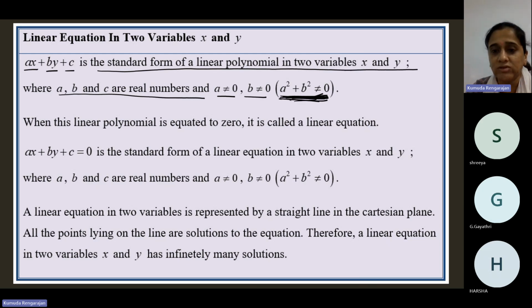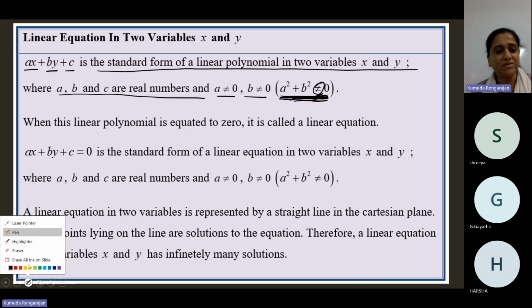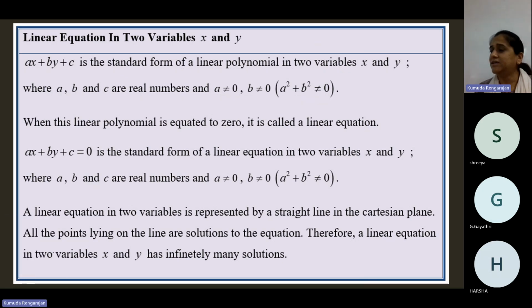This is not an equality because you can see the not equal to sign. This one is an inequality. Okay, so the condition is a squared plus b squared not equal to 0. That means both a and b should not be 0 at the same time. If a is 0, b should not be 0, or if b is 0, a should not be 0. But a, b, c can be any real value. A, any real value. B, any real value. C, any real value. But a and b should not be both 0 at the same time.